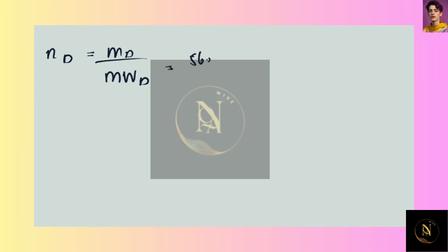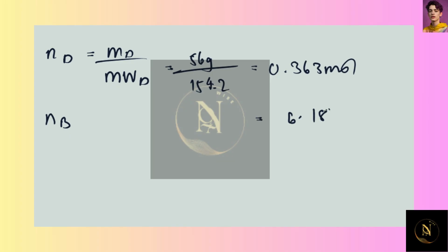So moles of diphenyl is equal to MD over MWD, 56 grams by 154.2. We get a value of 0.363 moles. We do the exact same thing for benzene. We get a value of 6.189 moles.